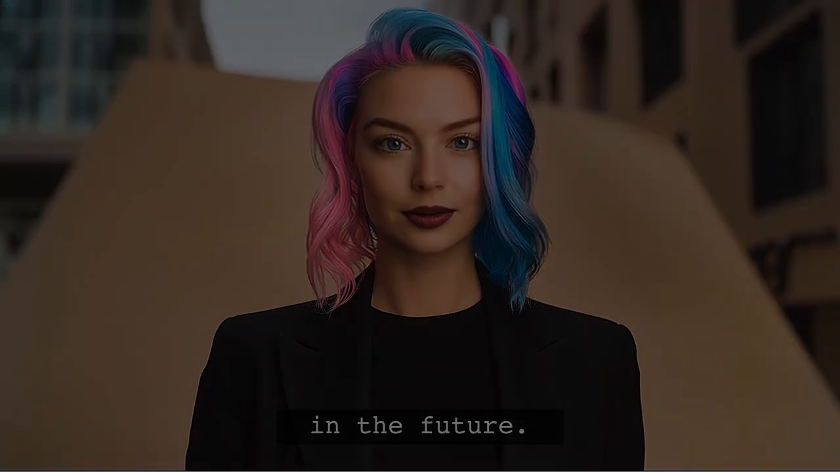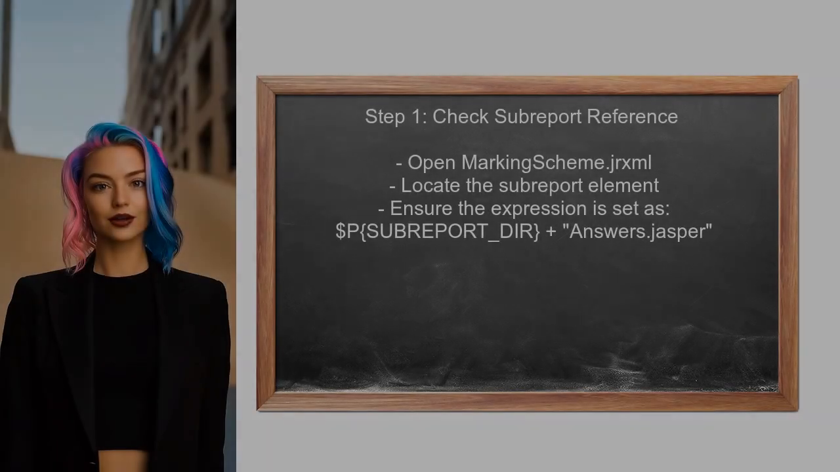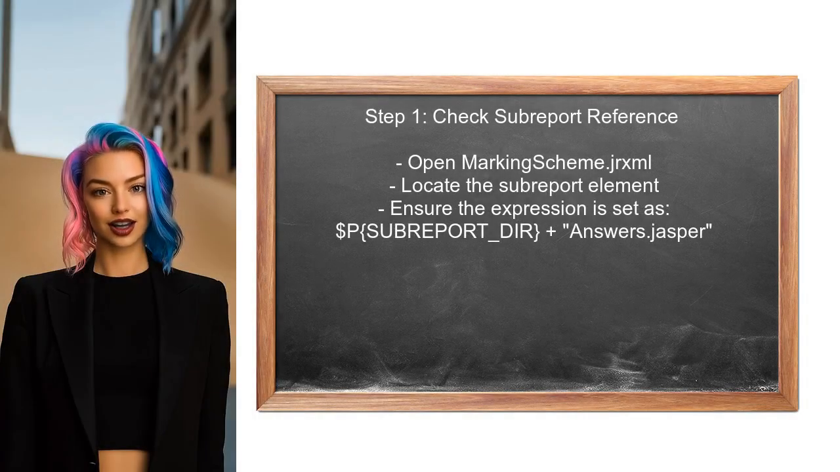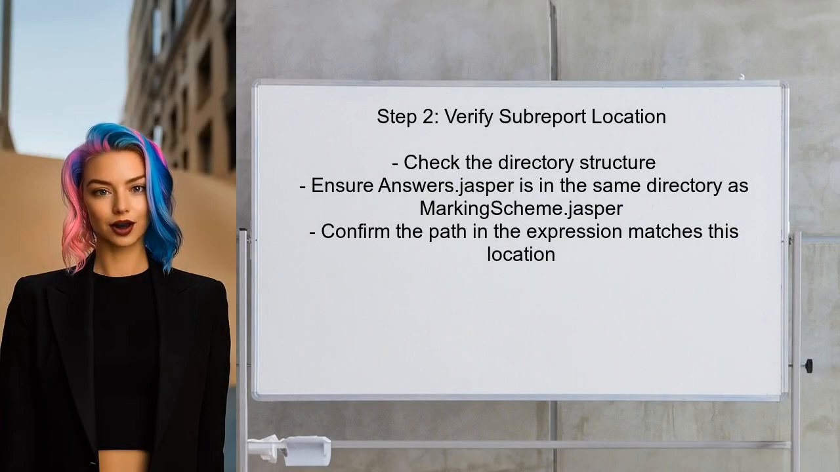To resolve the issue of the subreport not being found, the user should first ensure that the subreport file is correctly referenced in the main report. This means checking the subreport expression in the main report's JRXML file. Next, the user should verify that the subreport file is indeed located in the correct directory. The path specified in the expression must match the actual location of the answers.jasper file.